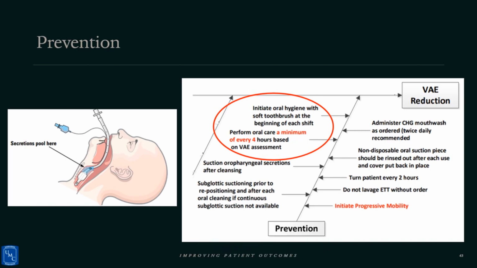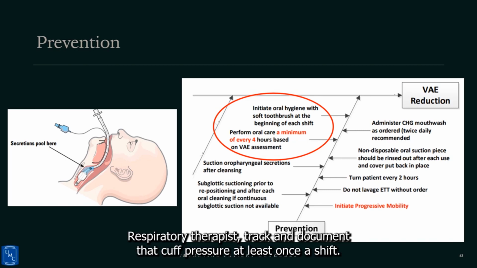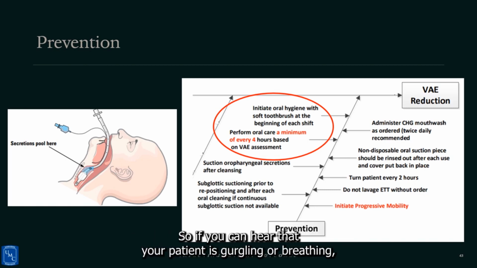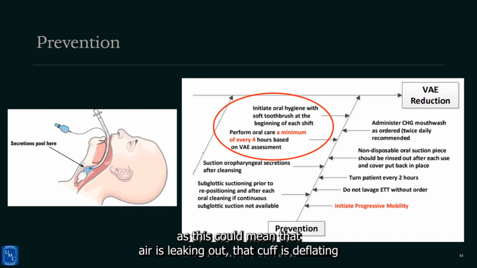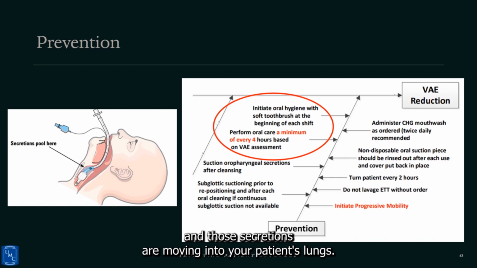patients. Respiratory therapists track and document that cuff pressure at least once a shift. So if you can hear that your patient is gurgling or breathing, please find your respiratory therapist and have them assess the cuff, as this could mean that air is leaking out, that cuff is deflating, and those secretions are moving into your patient's lungs.